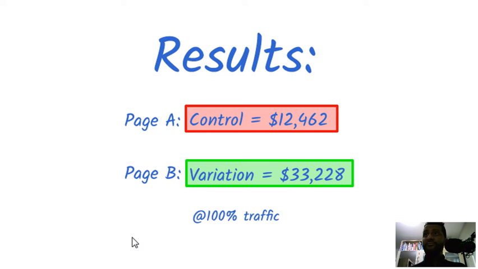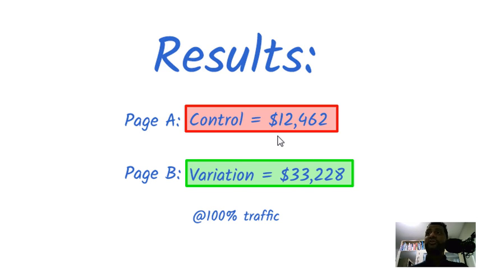So if page A was receiving 100% of the traffic, we've just doubled the figures here, so it would have generated $12,462. And page B, the variation page, if we double the figures, would have made $33,228. It's a big difference there. So if you had a choice, with the same level of traffic going to the page, if you were sending traffic to page A, you would make $12,462 a day. Let's just say it's a day, a week, whatever.